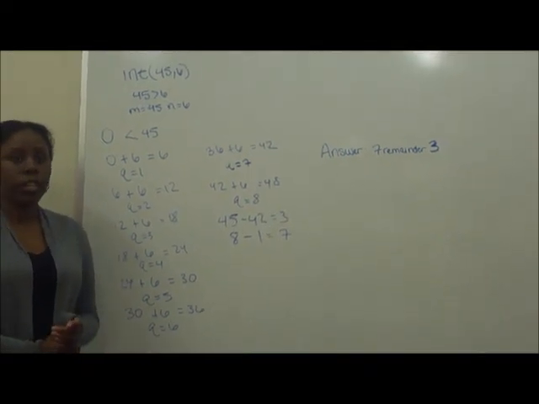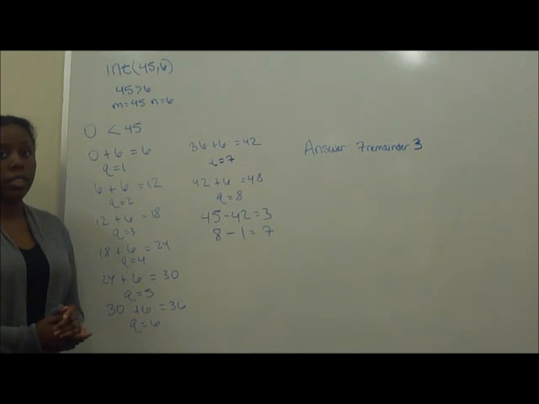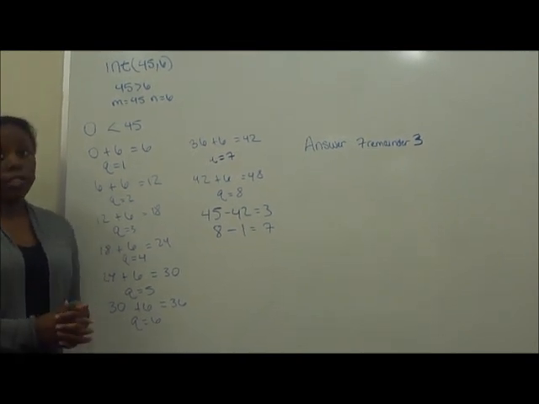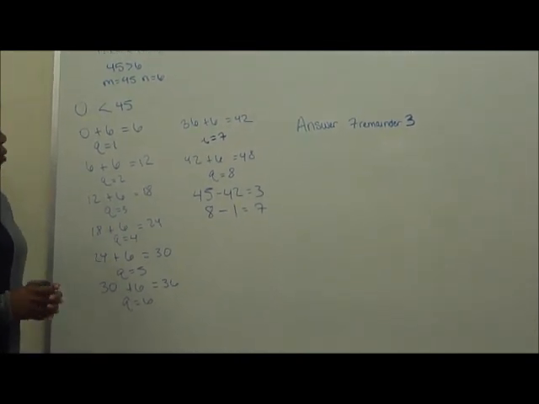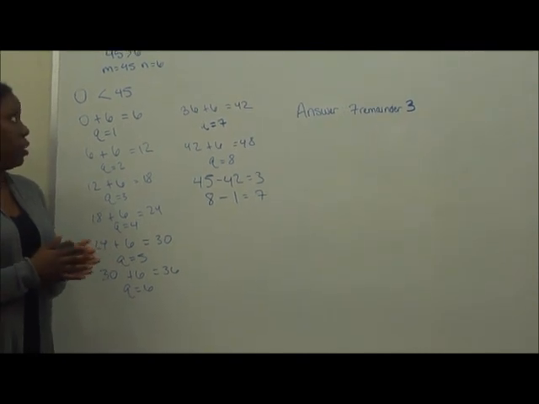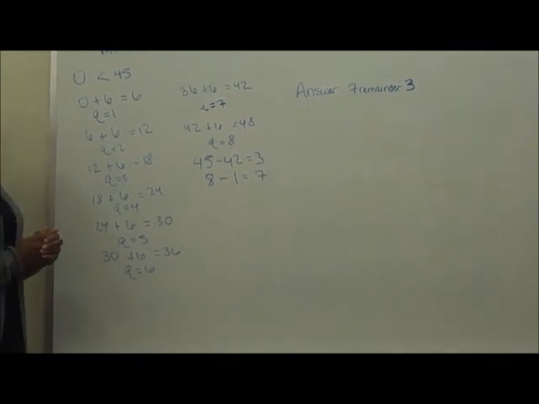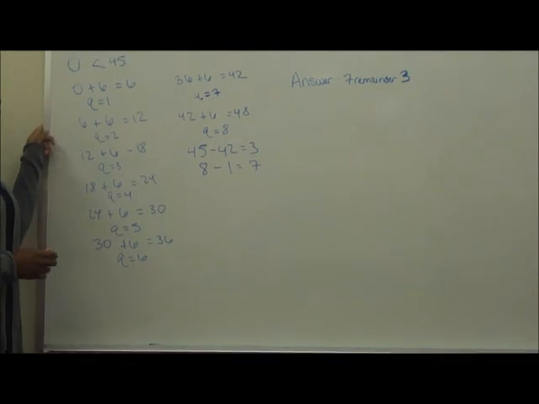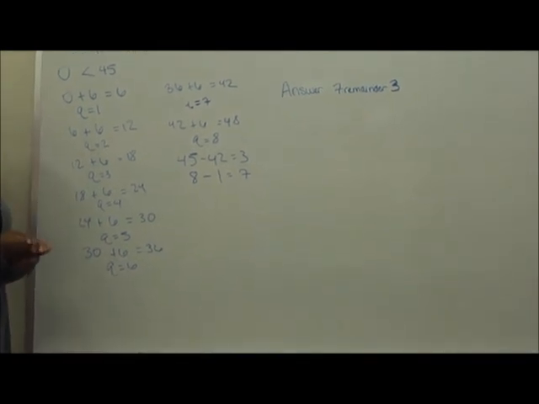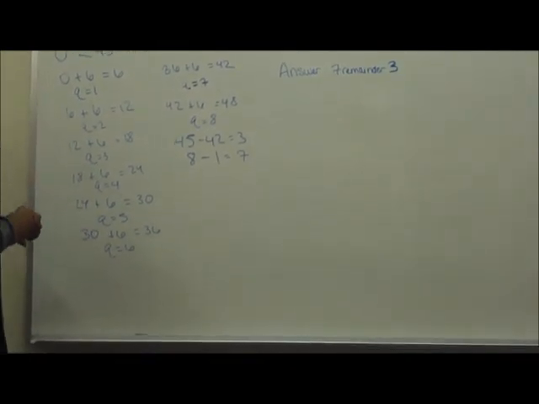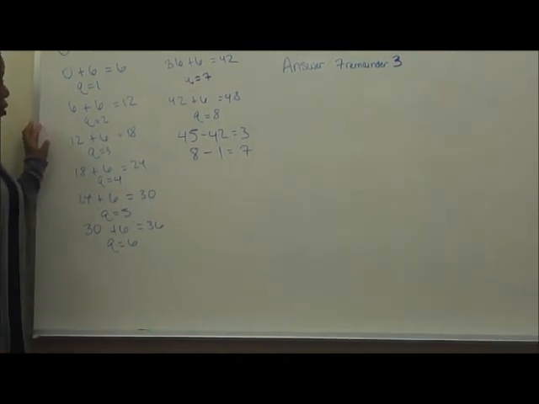For the second division algorithm, we have the numbers 45 and 6. Since 45 is greater than 6, we set 45 to m and 6 to n. 0 is less than 45, so we add 6 to get an answer of 6, and q is incremented to 1. We add 6 to get 12, and then q is equal to 2.